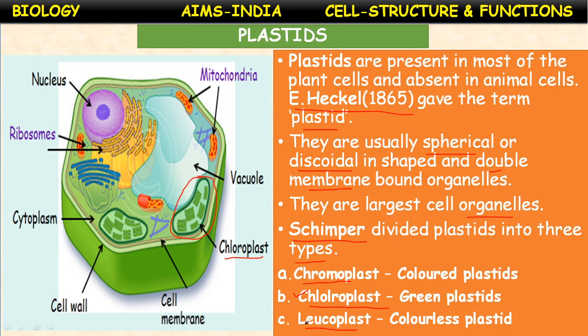Whereas leucoplasts are colorless plastids. They help in the storage function. They store different food materials in the form of starch, lipids, and proteins. They are of different types again; you will study in higher classes, like elaioplasts, amyloplasts. So let us study the structure of chloroplast.